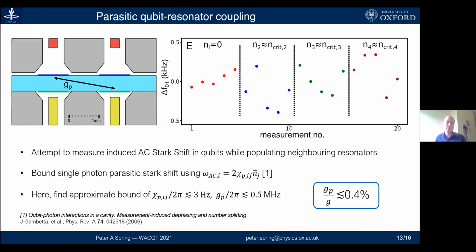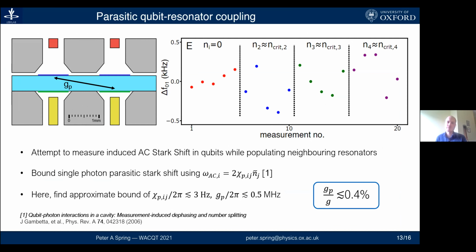So we've also looked at other crosstalk quantities. So for instance, here we're asking, what's the parasitic coupling between qubits and neighboring resonators? And we were unable to directly measure this, but we could at least put an experimental bound on it. So we're kind of trying to measure induced AC Stark shifts in qubits while populating neighboring resonators. And you can see that on this graph.